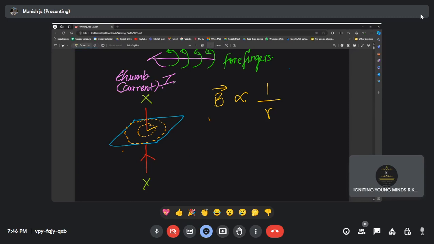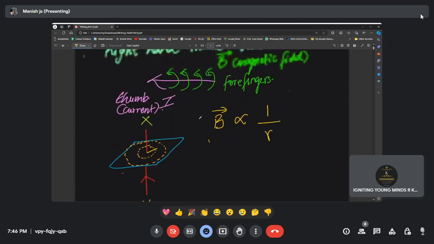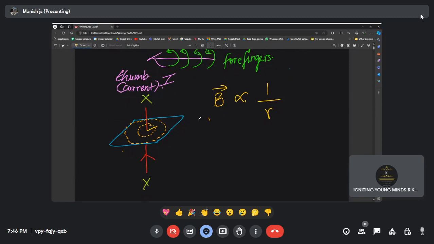So the magnetic field around a straight current carrying conductor is inversely proportional to the radial distance of the iron filing particles. B is inversely proportional to R. So the closest concentric circle will have the greatest magnetic field strength, while the farthest circular pattern will have the least magnetic field strength. That is what you will have to understand.